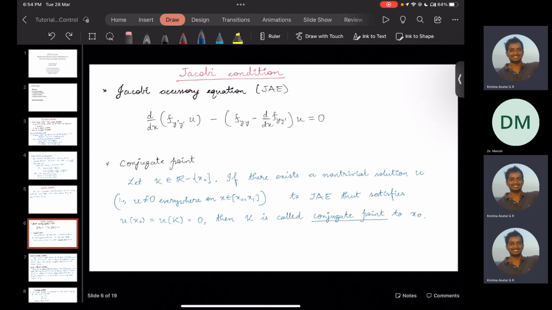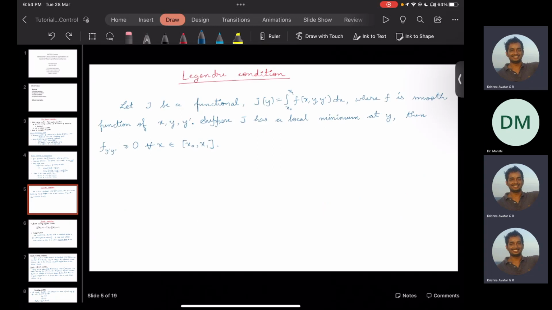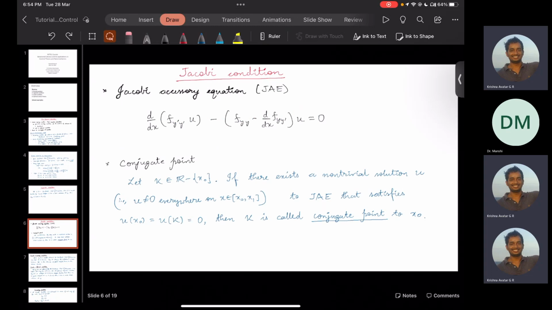There is something called the Jacobi accessory equation, which is given by a differential equation. And mind you that this is for the functional that we had just talked about. For this functional, the Jacobi accessory equation is d by dx of f y prime y prime into u prime, minus f y y minus d by dx of f y y prime, into u, is equal to 0. Now essentially we have to solve this differential equation, and this equation is linear in u. So we solve this differential equation to obtain u.